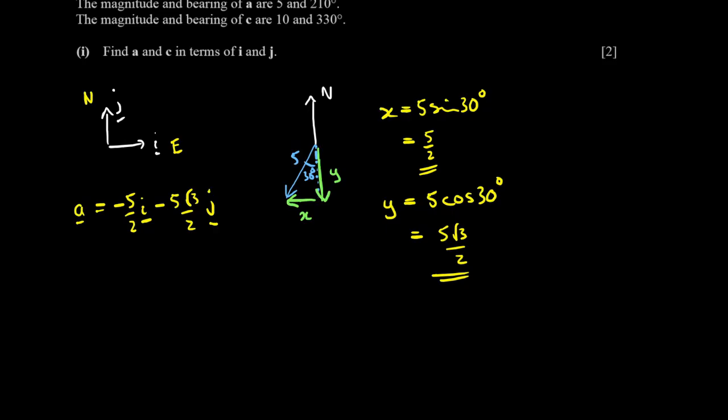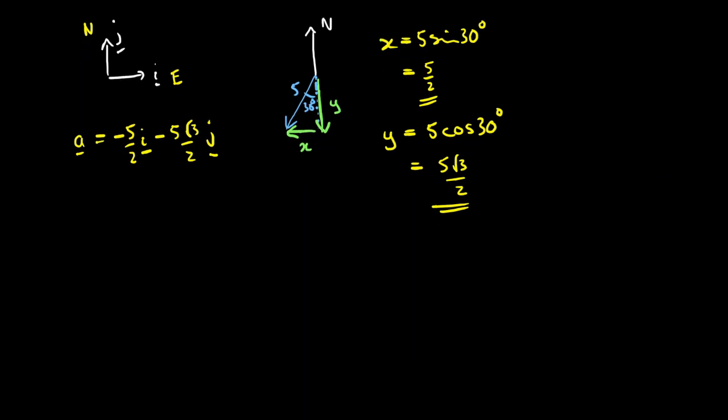Okay, we can do the same thing, I think, for C. C is on a bearing of 330.